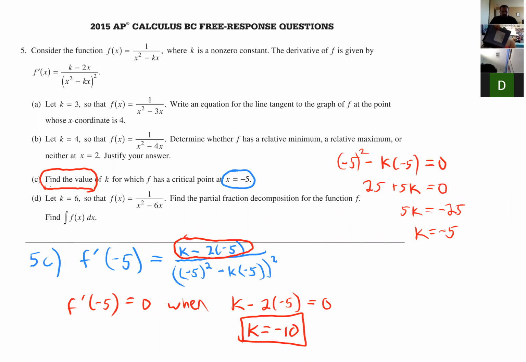But that's a little tricky because if I wasn't looking at the word "find the value," I might have thought 2 answers. But when it says find the value, that tells me there's only one value.